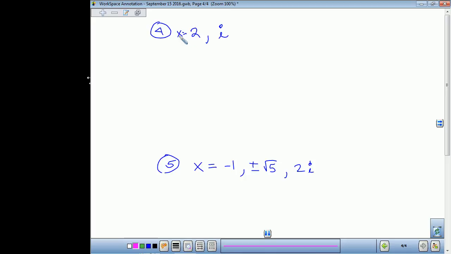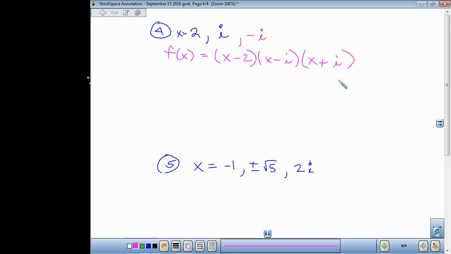All right, so here we have x equals 2 and x equals i. If one of them's i, what has to be there? Negative i. So even if I don't write it, you know it's there. So when we start doing the factors, f of x equals x minus 2, x minus i, x minus negative i becomes plus i.